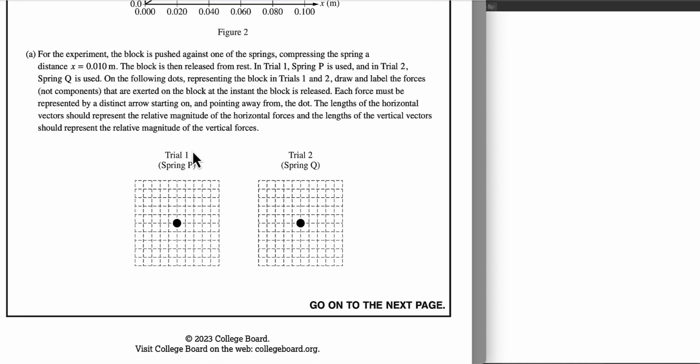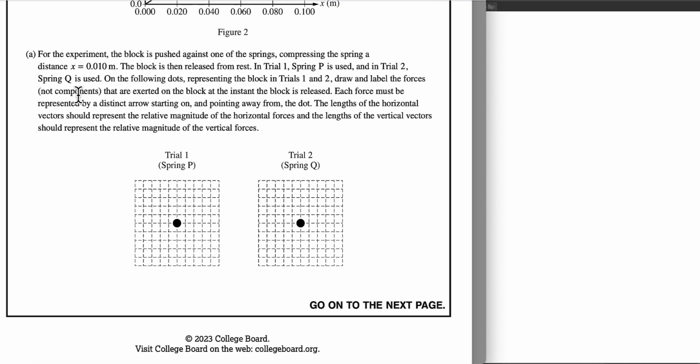So we have the diagram for two trials, with dots representing the block in the experiment. Draw and label the forces that are exerted on the block at the instant the block is released. That is essentially a free body diagram problem. So we need to figure out what forces are acting on the block and then draw them according to their relative strengths. That's the requirement here.